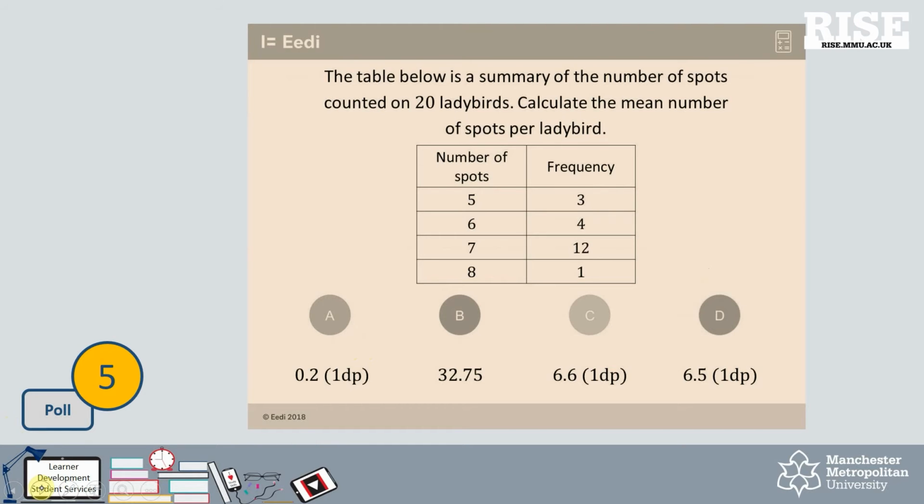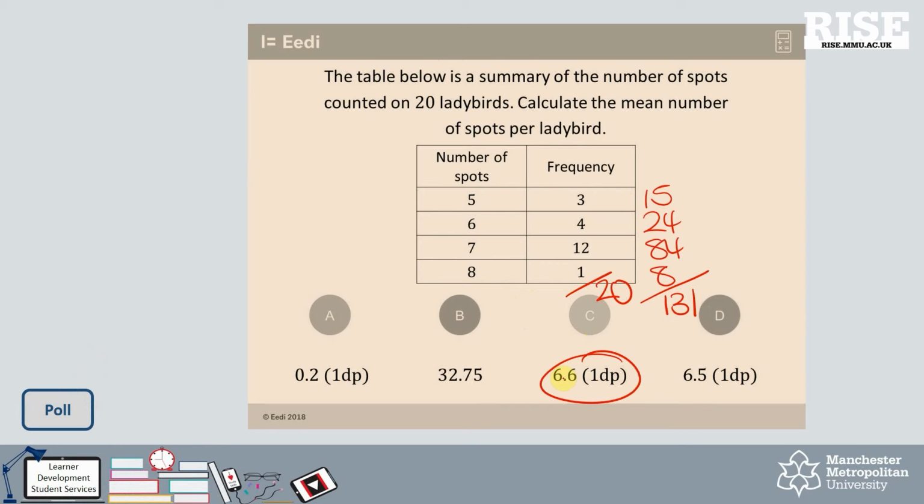Try and find the mean number of spots per ladybird. Multiplying across here, we have 15, 24, 84 and 8, giving a total number of spots of 131 and a total number of ladybirds of 20. So the mean number of spots per ladybird I would find by doing 131 divided by 20. This gives me 6.6 to one decimal place.